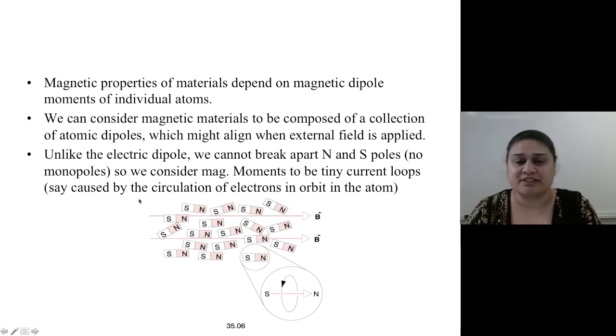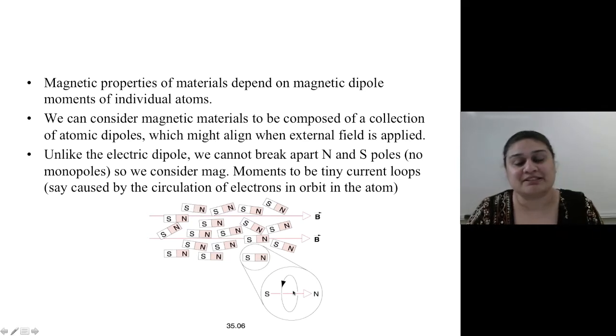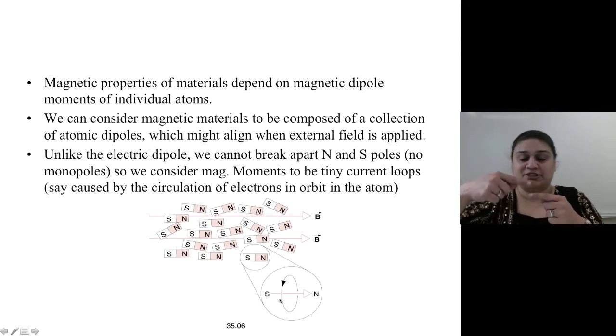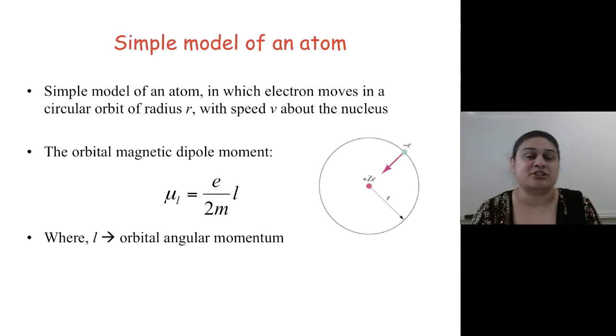So for example, if this is a big material, you can divide it into tiny bar magnets, each having a north and a south pole. Whereas this is basically giving you each of them as tiny loops that are causing these magnetic moments. So first of all, let's start with a very simple model of an atom and see if we can come up with magnetic dipole moments for it.